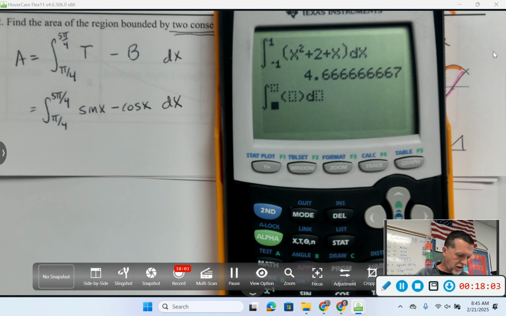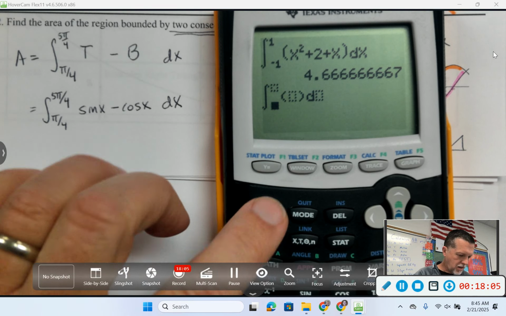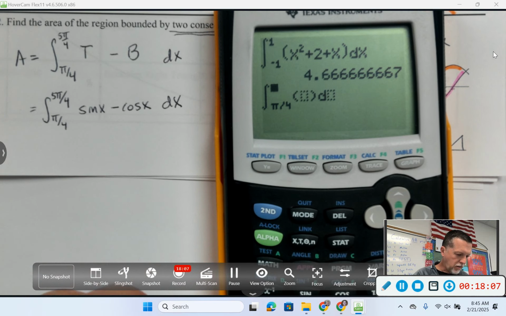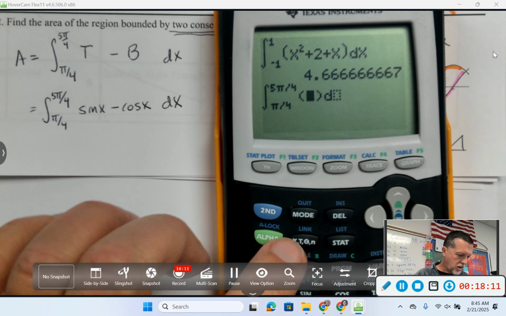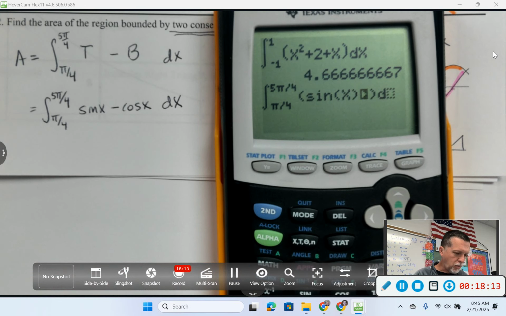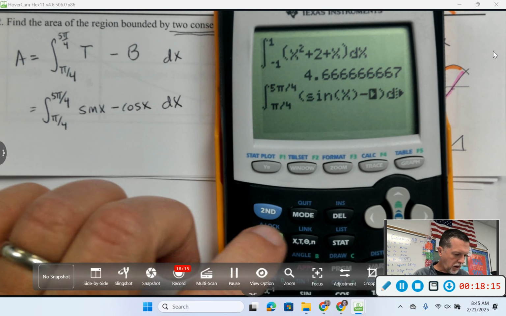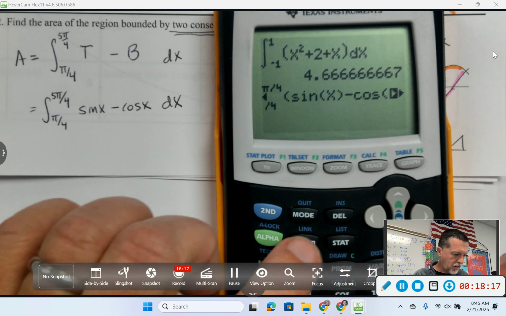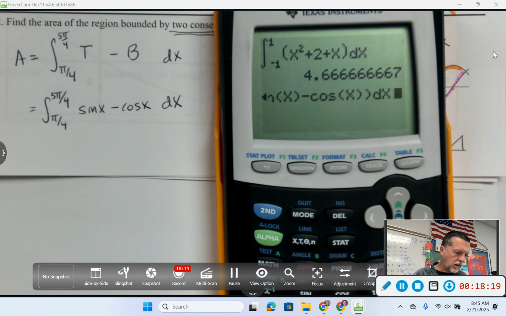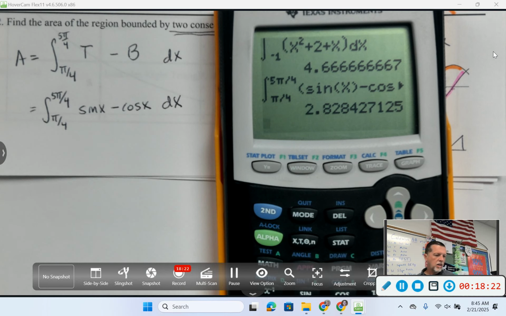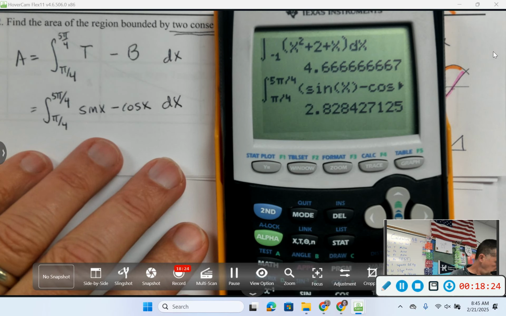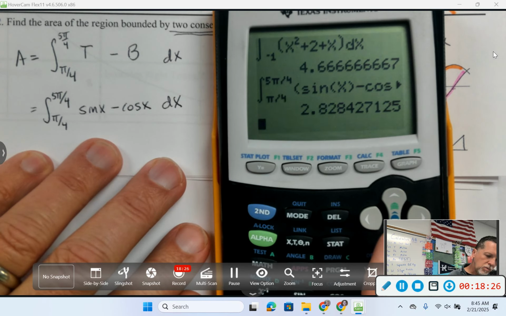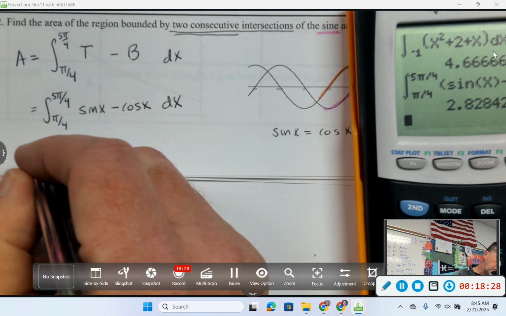Math 9. Pi over 4 to 5 pi over 4. Sine of x. Careful with parentheses. Minus cosine of x dx. 2.828.